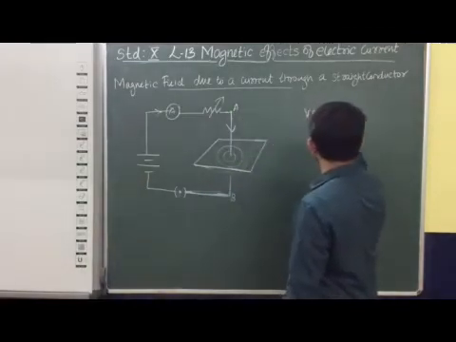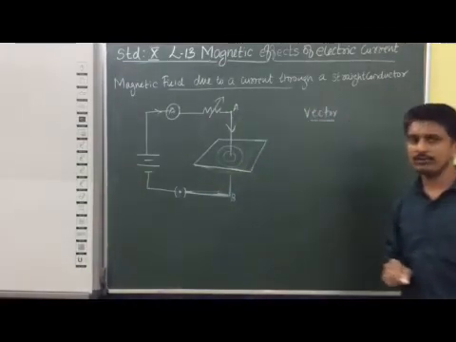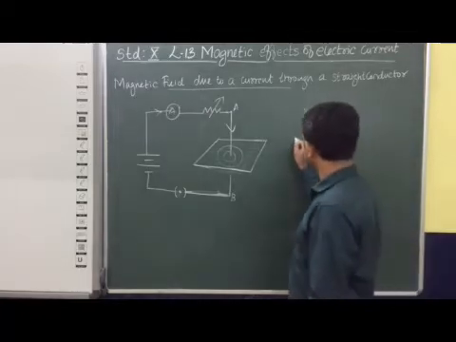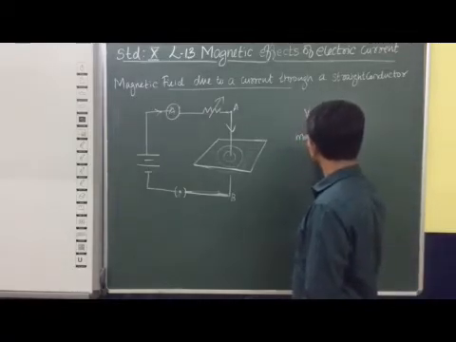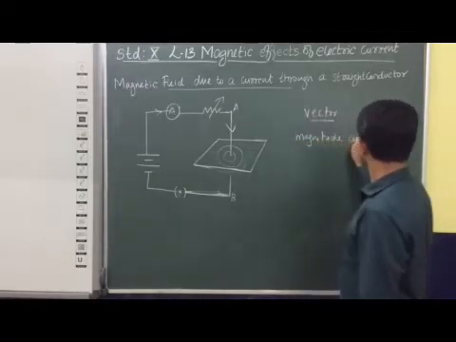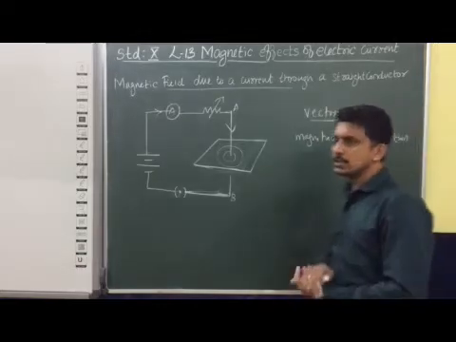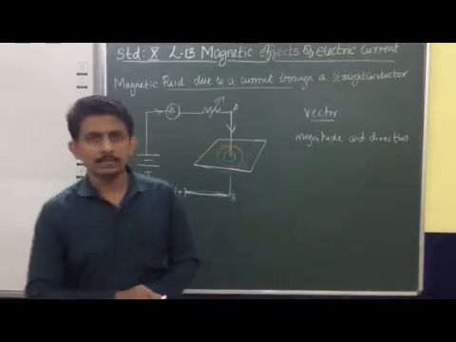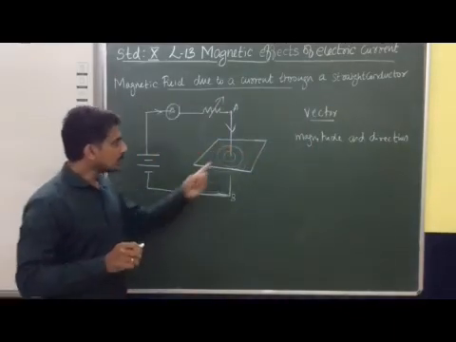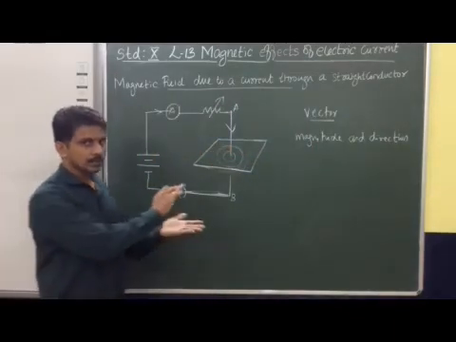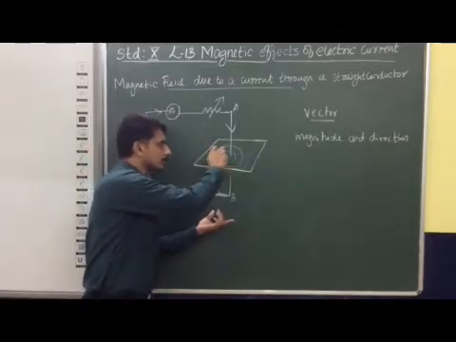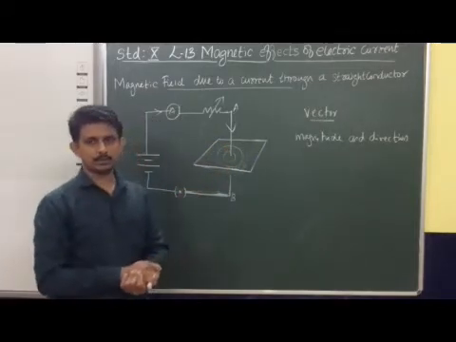Magnetic field is a vector quantity. You know what is the meaning of a vector quantity? Vector quantity means it is having both magnitude and direction. That means these magnetic field lines are having some direction. What is the direction of these magnetic field lines? One thing is clear: field lines are produced in the form of concentric circles.